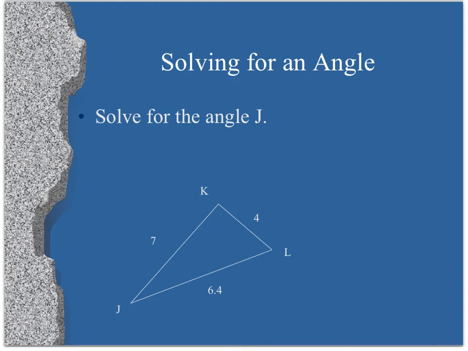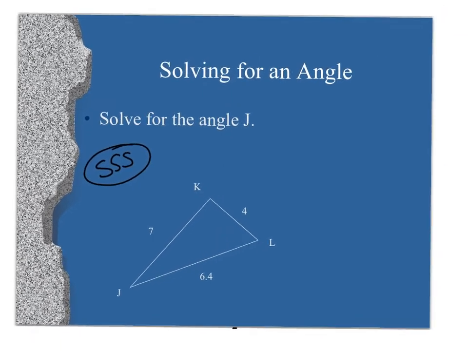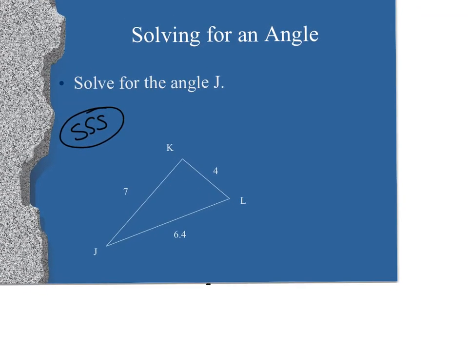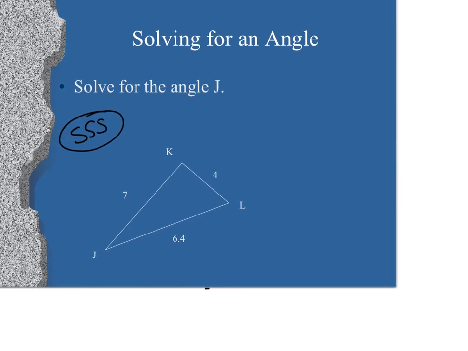So in this video, we're going to solve for an angle. Notice what I have here is the information in the given triangle is side, side, side. So once again, that tells me I need to use law of cosines. But since we already have all the sides, I'm telling you to find an angle. So I want to find angle J.